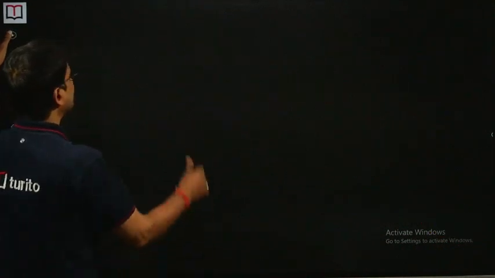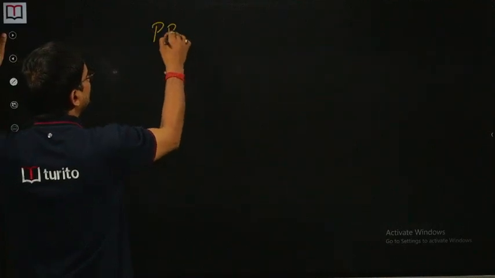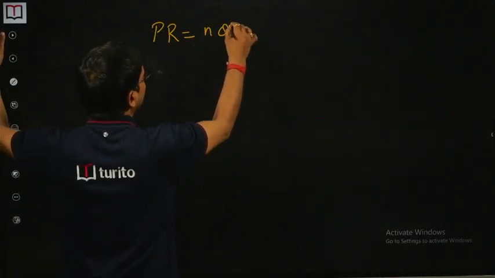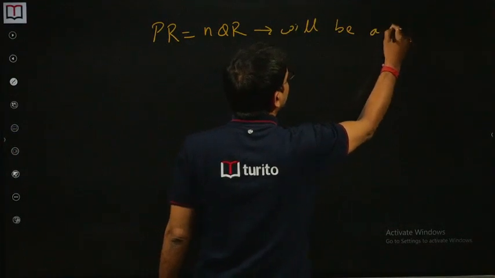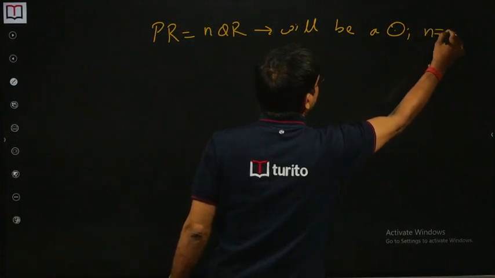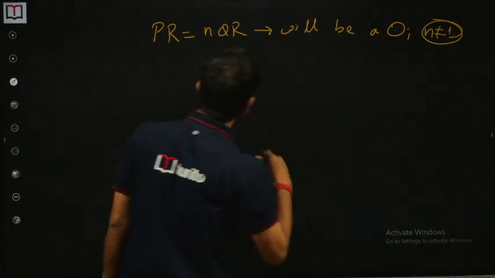So now see, PR is equal to n QR will always be a circle for n not equal to 1. Always and always, and you can easily check it.